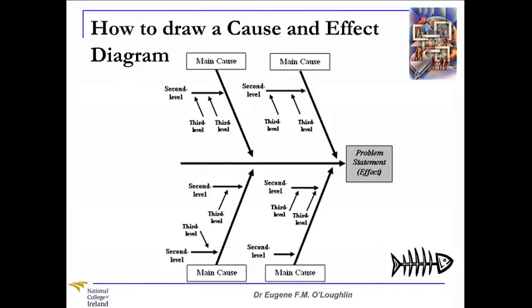Don't overload the categories and don't go to too many levels, because your diagram is going to get very complicated and very, very messy. Also, avoid vague statements such as possible lack of something or in terms of something. Make sure you avoid those.